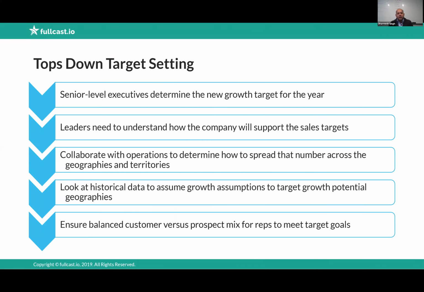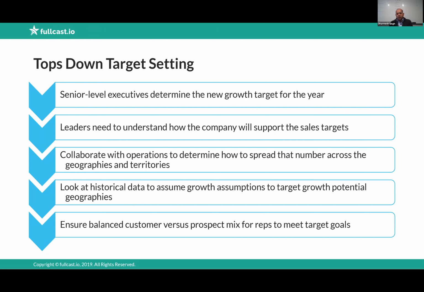And so typically the tops-down target setting is pretty straightforward. Senior executives determine our growth number for next year, say to grow 10x. We will understand how the company will support the sales targets. We bring a bunch of people into the room, and with the leadership and the RVPs, we start collaborating with them on how to spread the number across their geographies or territories. We generally have a historical reference point of what we've done in past years, and we use that to put in some growth assumptions.